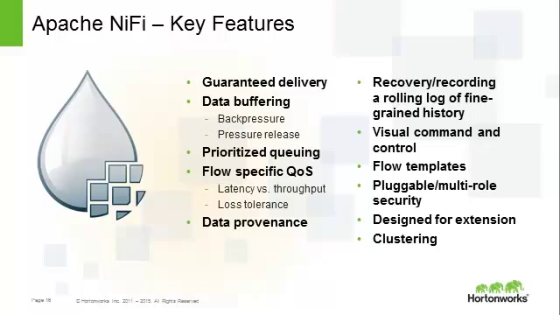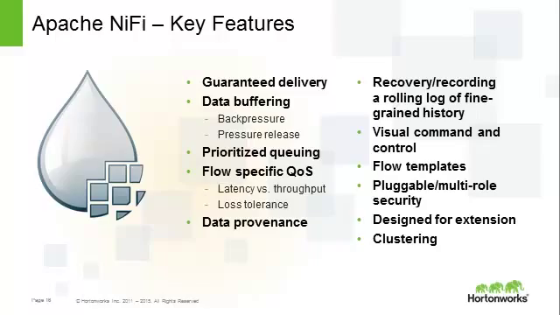The next thing to talk about is flow-specific quality of service. And what we mean here is it's not enough to just tune the whole system to be low latency oriented or tune the whole system to be high throughput oriented. These are somewhat at odds ideas, and there are trade-offs being made. We want to enable people to make those trade-offs at very specific points in the flow, specific to what that particular data flow or that particular consumer might need. And so we allow you to control that at a really fine-grained level.